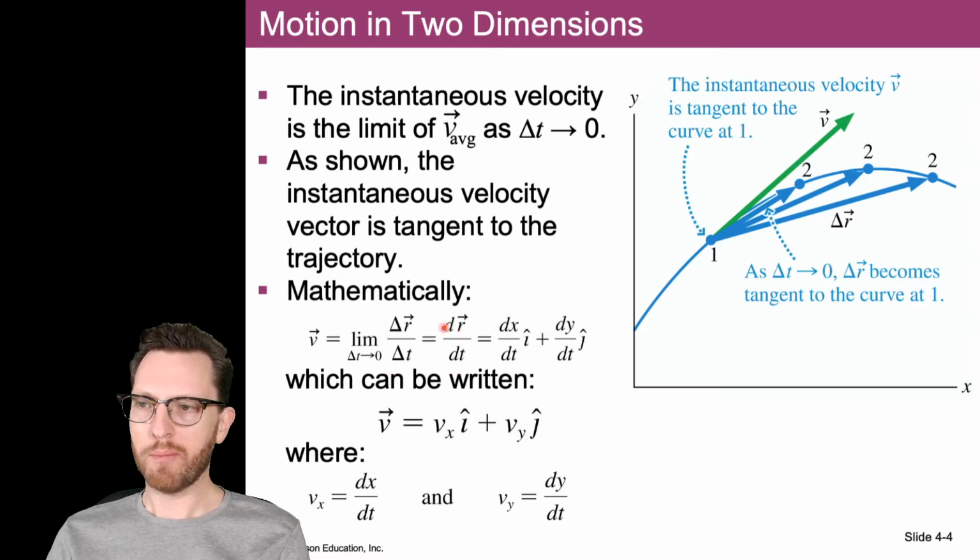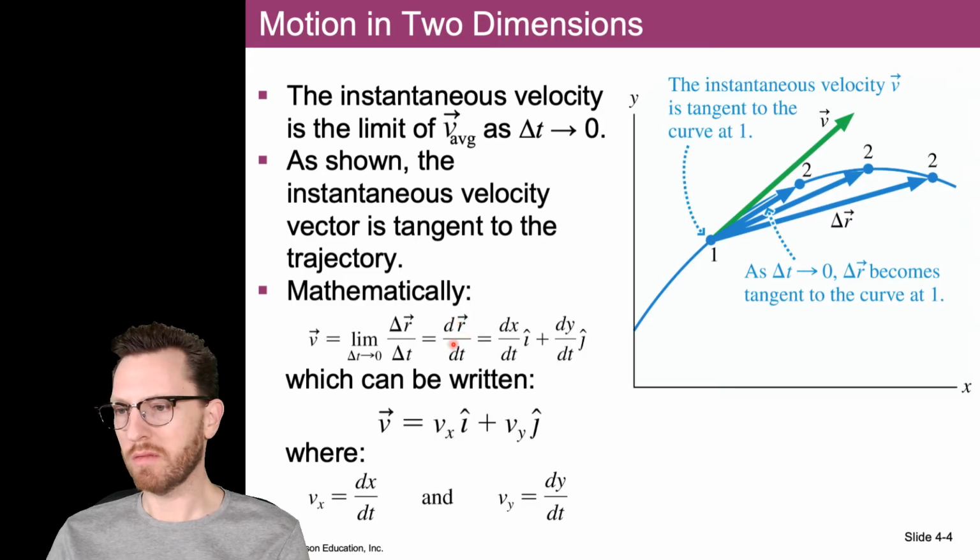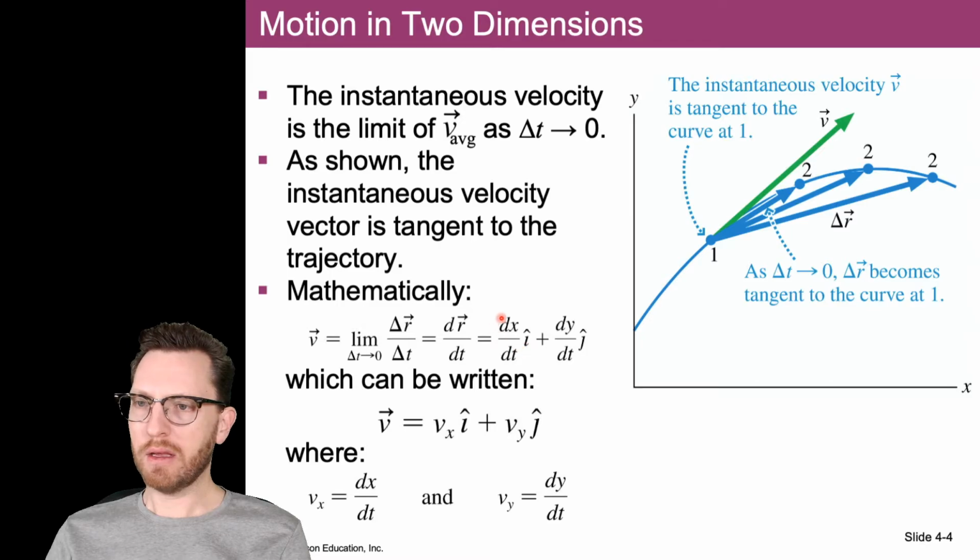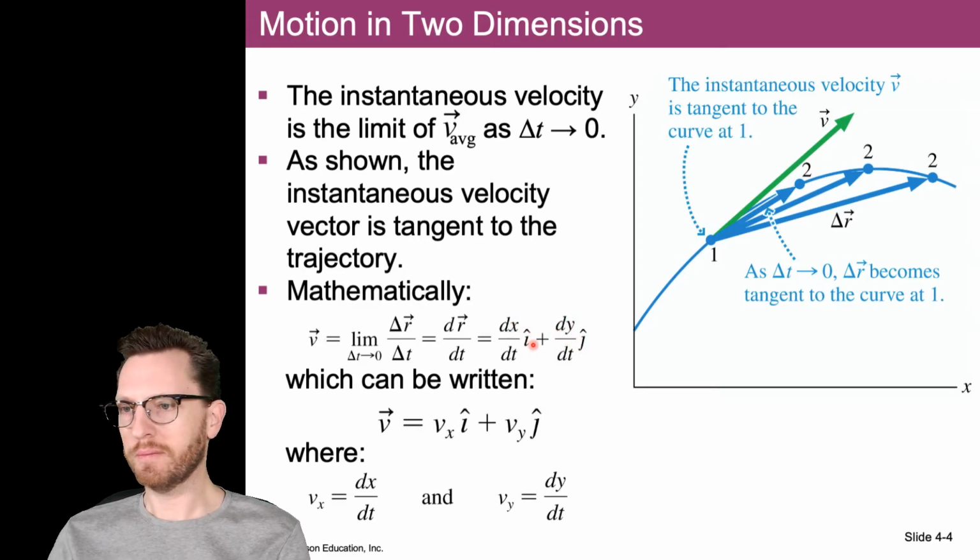Mathematically, we can describe that as a derivative. The velocity vector is the time derivative of my position vector. Sorry, my displacement vector here, my position vector here. And this is just equivalent to breaking this up in terms of components. It's the time derivative of the x component and the time derivative of the y component, multiplied by their unit vectors and summed together.